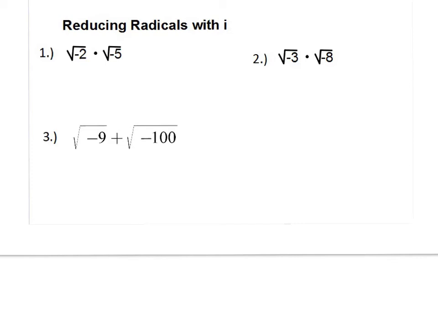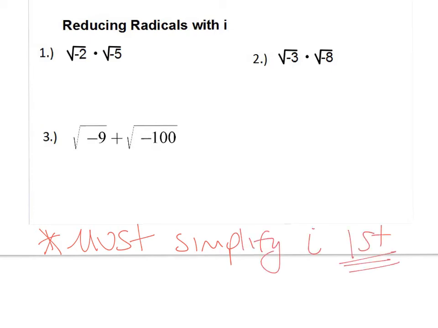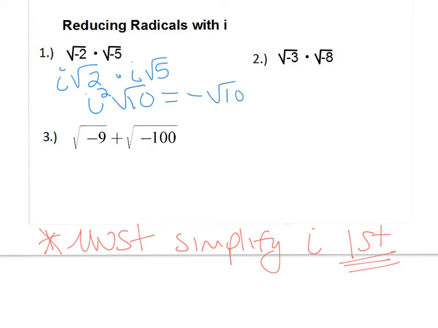When we're reducing radicals with i, you must simplify the i part first. That's the first thing you have to do. So for example, in number 1, the square root of negative 2, I'm going to rewrite as i root 2. And then the square root of negative 5 is i root 5. So now when you multiply these together, i times i is i squared. Root 2 times root 5 is root 10. Well, i squared simplifies, that's negative 1 times root 10.